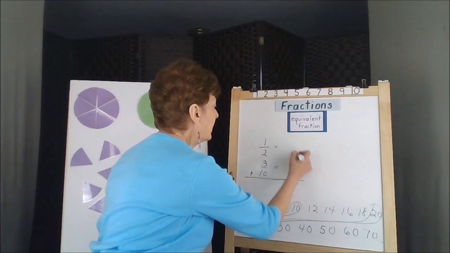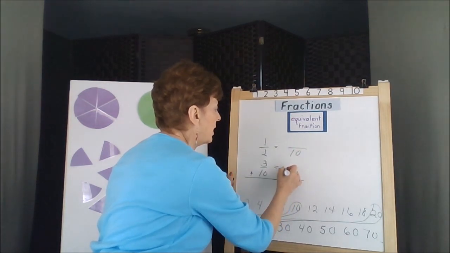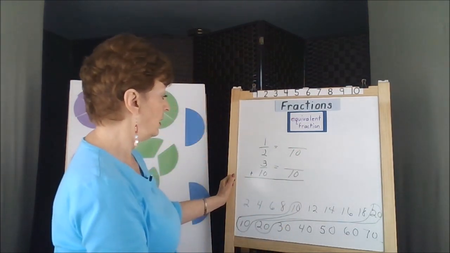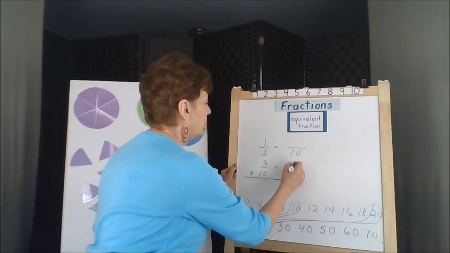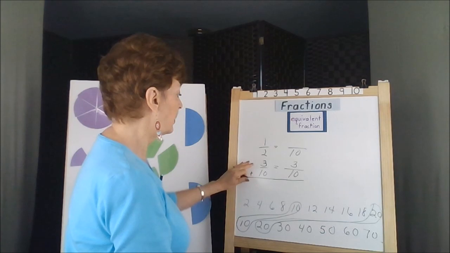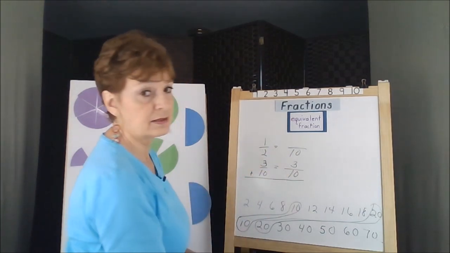So we're just going to write that down. That's going to be our denominator. Well, 3/10 is already in tenths, so let's just copy this right over. That's a copy job, because 3/10 is equivalent to 3/10.